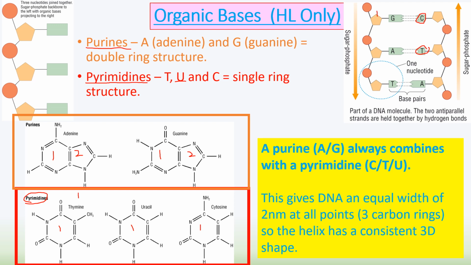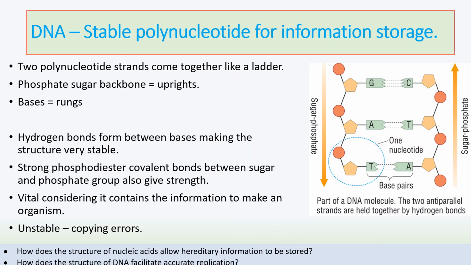of the DNA molecule, it is always going to have a width of 3 carbon rings in length, because you've always got 1 purine, 1 pyrimidine together. So that gives it an equal width, and that width is 2 nanometers at all points. So that means that it's consistently strong 3D shape, and with all the hydrogen bonds connecting each base, that means it is an extremely stable molecule, which is essential for DNA because it's information storage.